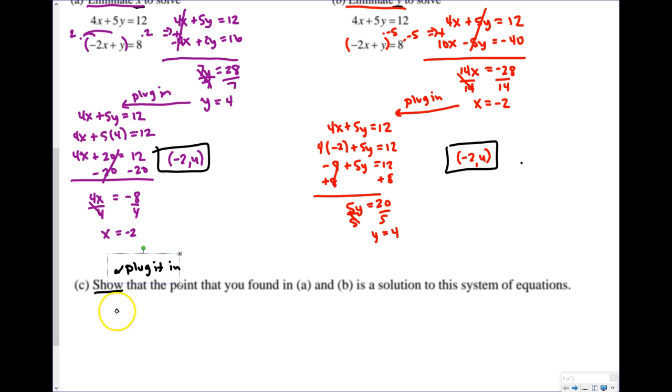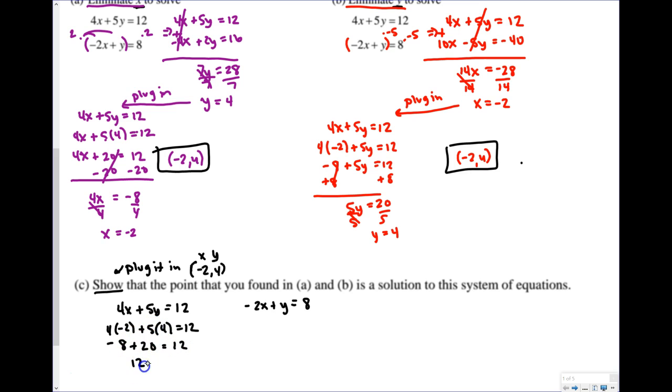So I have my two equations, 4x plus 5y equals 12, and the equation -2x plus y equals 8. And now I'm just going to plug in the point -2, 4 to see if it works. So -2 is my x, 4 is my y. So I have 4 times -2 plus 5 times 4 gives me 12. 4 times -2 is -8, and 5 times 4 is 20, and -8 plus 20 is 12, so it does work in the first equation.